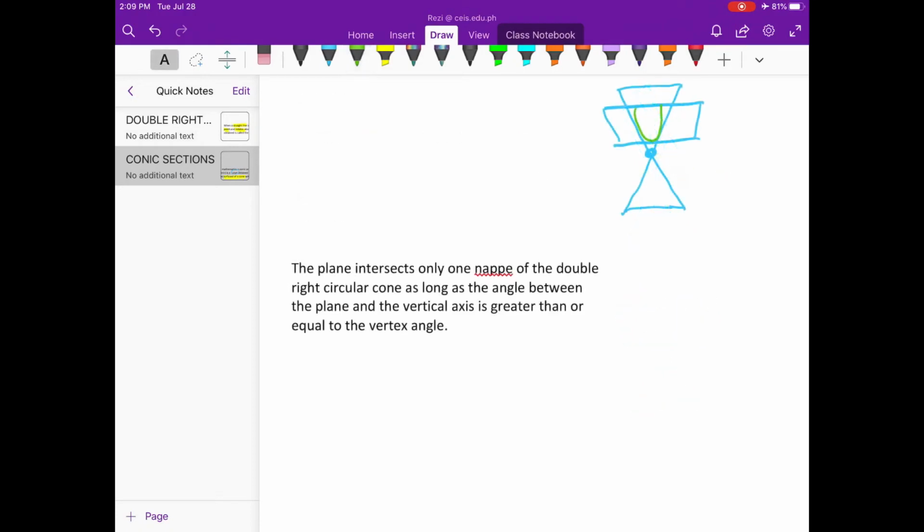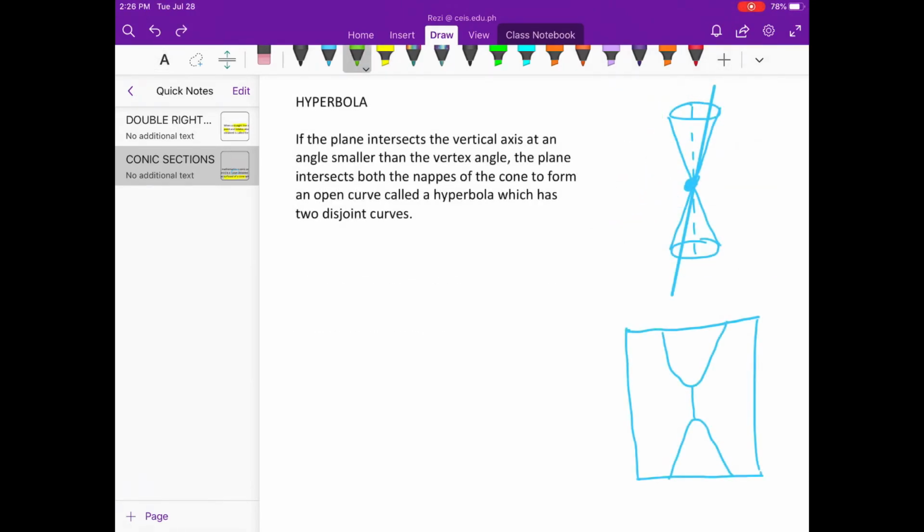The plane intersects only one nap of the double right circular cone as long as the angle between the plane and the vertical axis is greater than or equal to the vertex angle. The last type is called hyperbola. If the plane intersects the vertical axis at an angle smaller than the vertex angle, the plane intersects both the naps of the cone to form an open curve called a hyperbola, which has two disjoint curves.